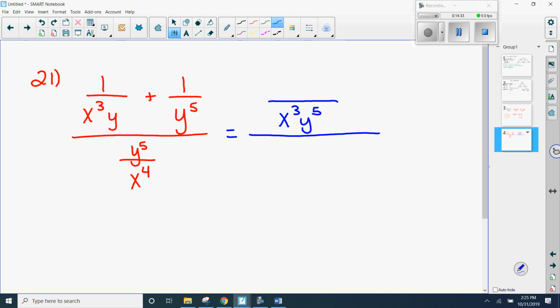So what do you have to do to the first fraction? Take it times y to the 4th. What do you have to do to the second fraction? Take it times x to the 3rd. So you have a common denominator, which is x cubed y to the 5th. So you add the numerators, y to the 4th plus x cubed.